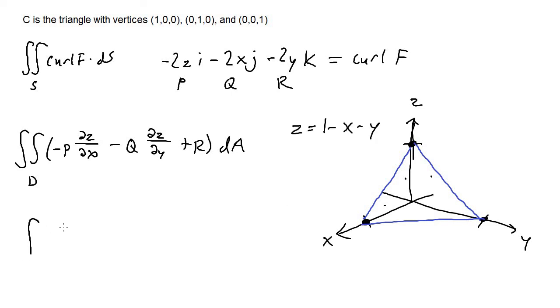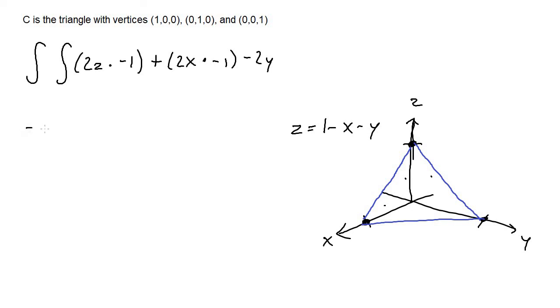So we have the double integral of negative P. If P is negative 2z, then negative P is positive 2z, times the partial derivative of z with respect to x, which is negative 1. So we have 2z times negative 1. And then we have minus Q. This time Q is negative 2x, so minus Q is positive 2x, times the partial derivative of z with respect to y, which is negative 1. And then we have plus R. This time R is negative 2y. So simplifying this formula, we have negative 2z minus 2x and then minus 2y.